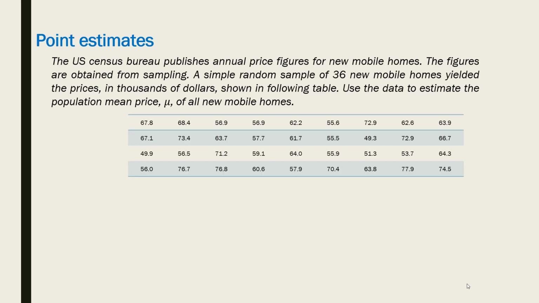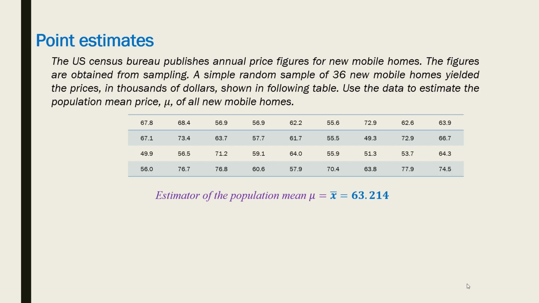Point estimates. Read the problem. A simple random sample of 36 new mobile homes prices are given. So they are asking, you see the last sentence, use the data to estimate the population mean price mu of all new mobile homes. So this is the sample. So then how do we find or how do we estimate the population mean? We estimate the x bar. Estimate of the population mean is x bar.